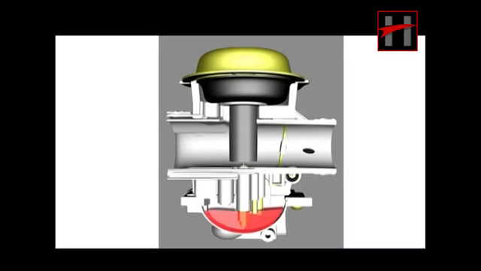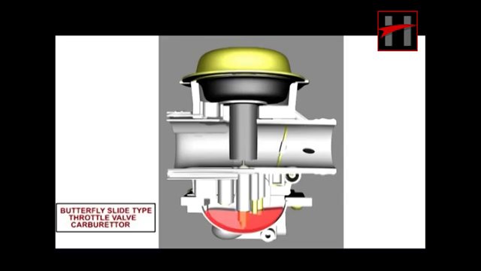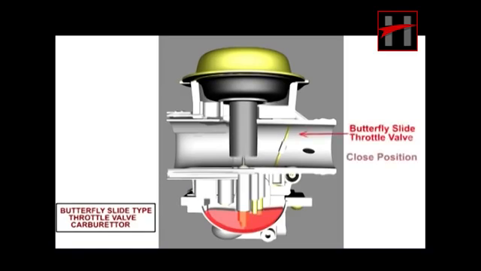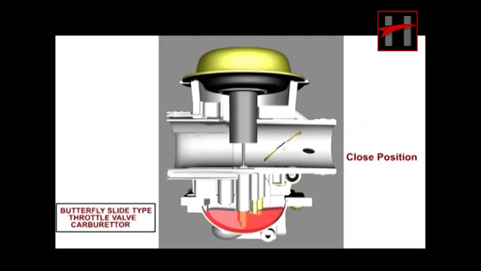What you see on the screen is a butterfly type throttle valve carburetor. In this type of carburetor, both butterfly valve and the piston valve are incorporated. As you can see, the butterfly slide valve is located after the piston valve and is controlled by the throttle cable. When the butterfly valve is opened, the velocity of gas in the passage increases due to suction of the engine and pressure drops at the venturi area.